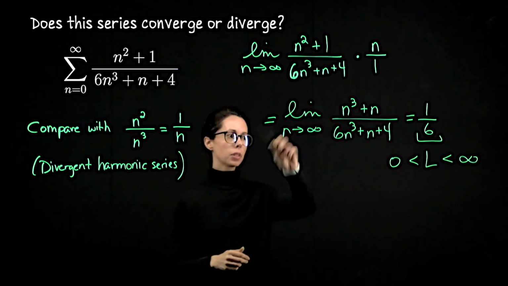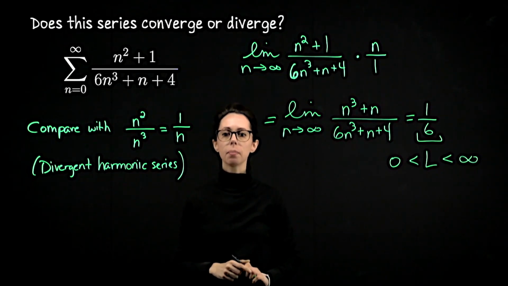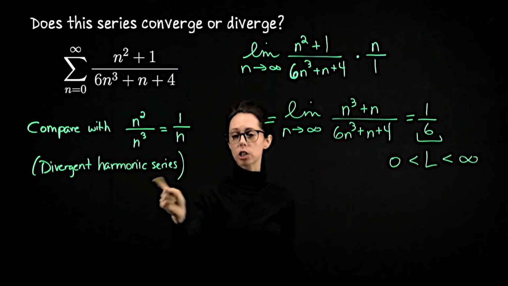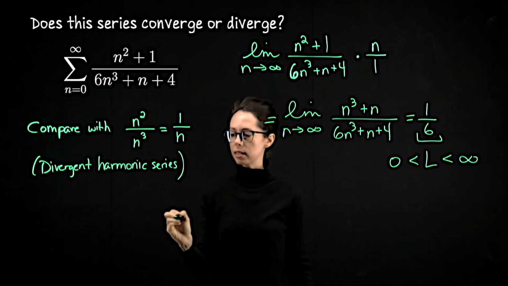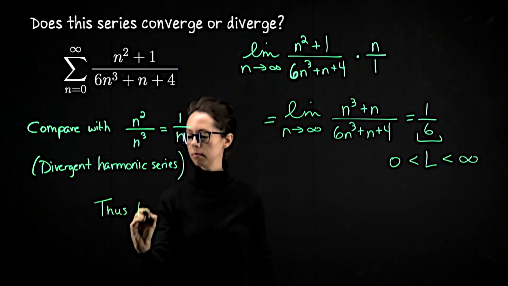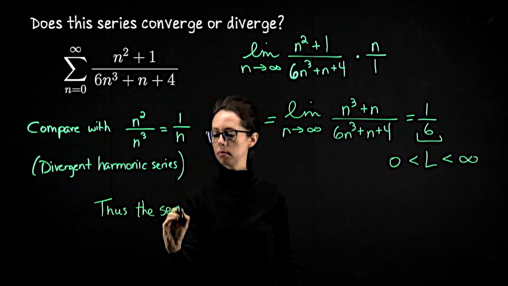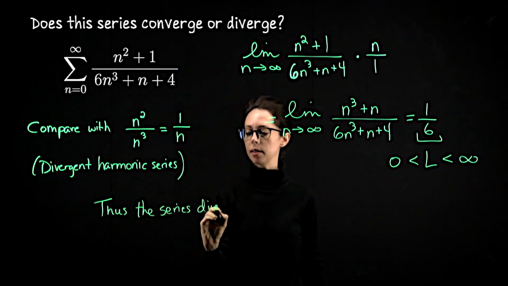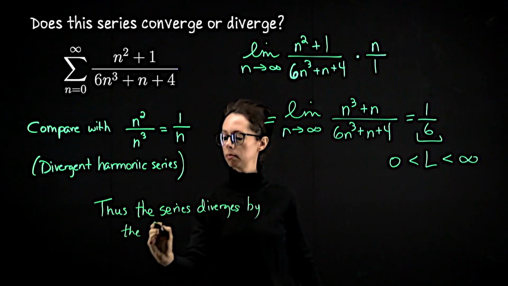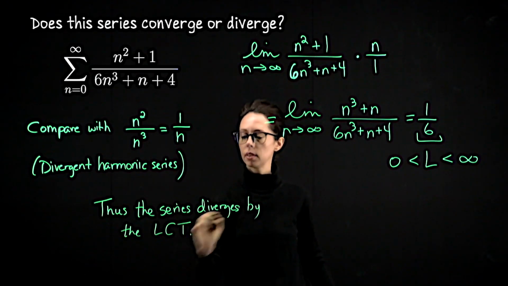That means that our comparison was a good one. So because we were able to do this comparison, get to a finite positive number, we know that this series has the same behavior as the series 1 over n, which diverges. So we can say that thus the series diverges by the LCT, limit comparison test.